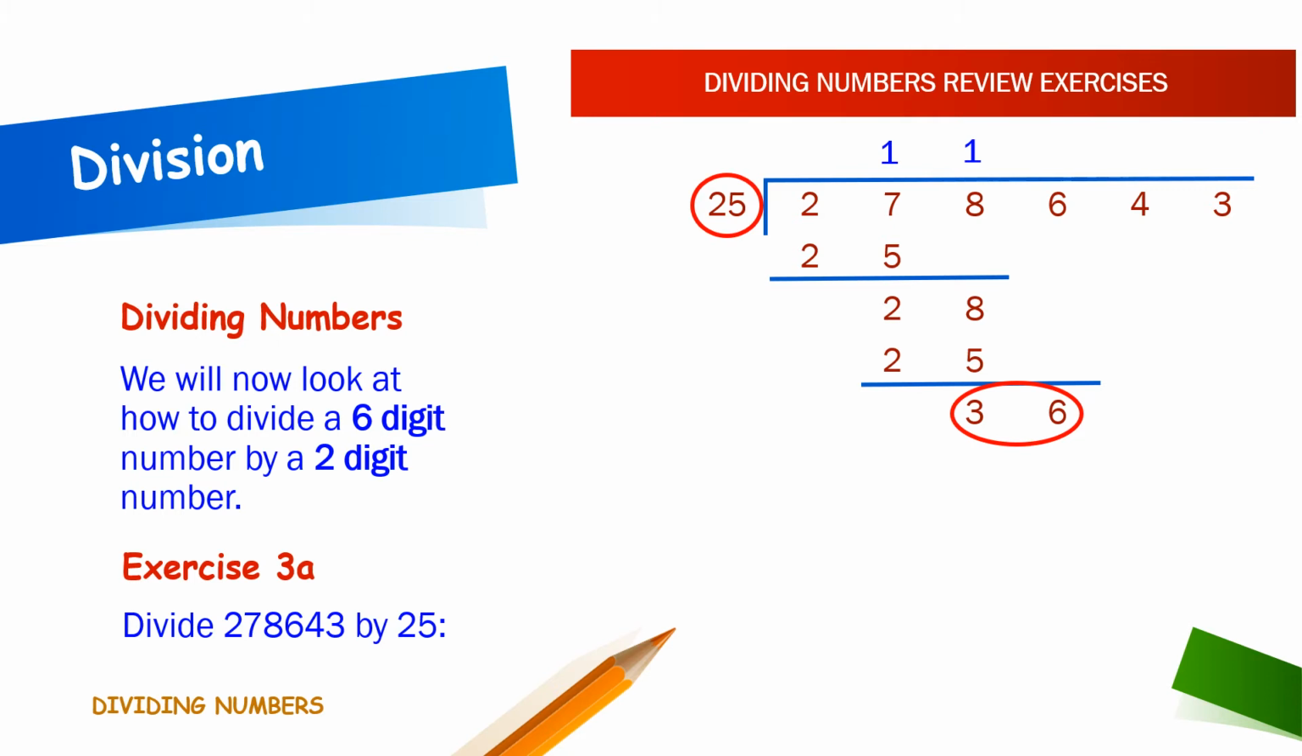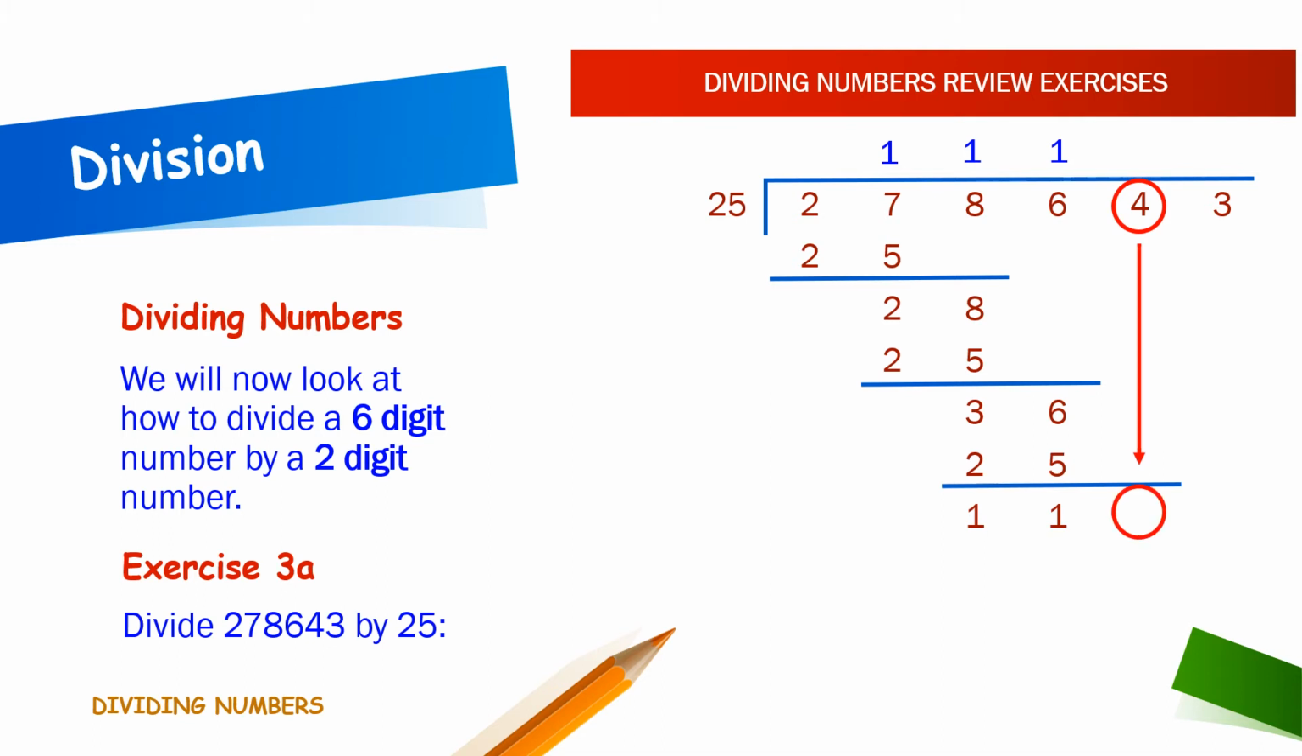How many 25s are there in 36? There is one 25 in 36. So position the 1 here. Now multiply 25 by 1 to give 25 and put 25 here. Subtract 25 from 36 to give 11. Bring the 4 down and position it here.